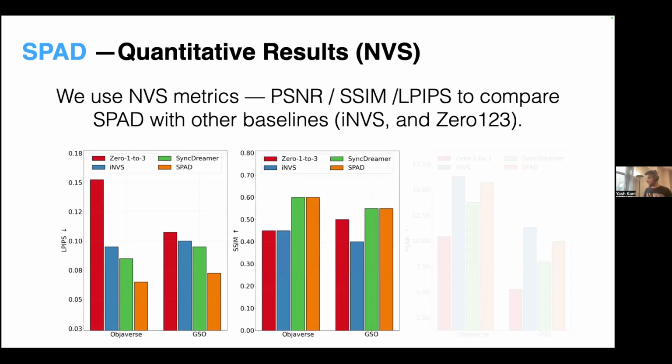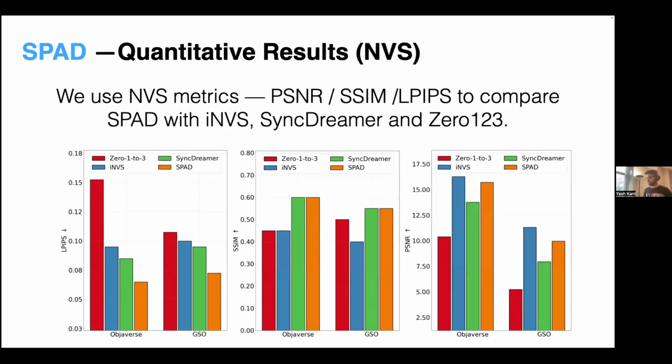On structural similarity, SPAD again outperforms 0123 and INVS, and it is comparable with SyncDreamer, which is shown in green here. That's also because SyncDreamer has a much more expensive explicit 3D representation in its latent space. So it's much harder to train SyncDreamer than it is to train SPAD, but still we are able to perform comparably with respect to it.